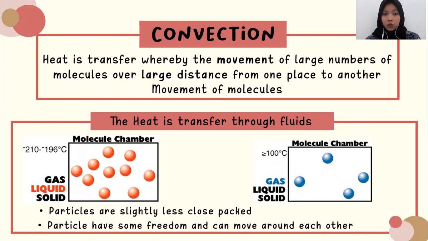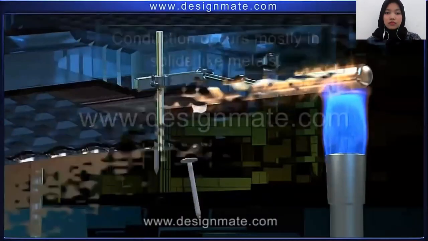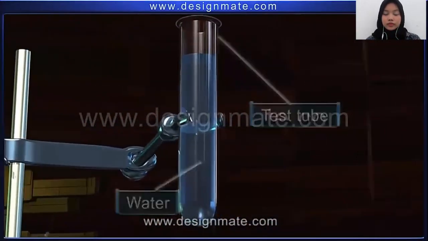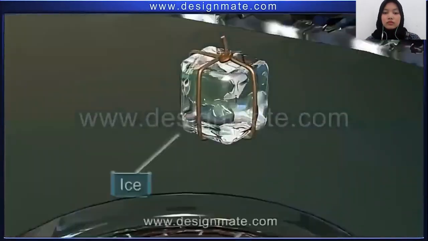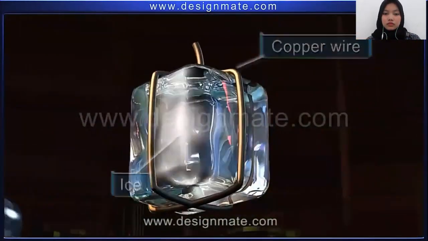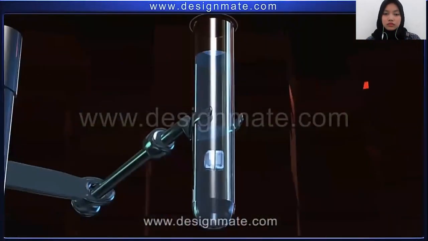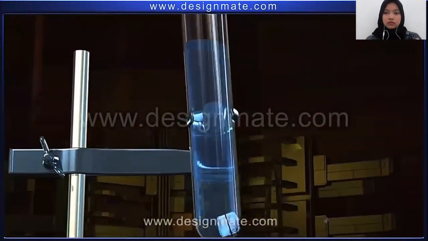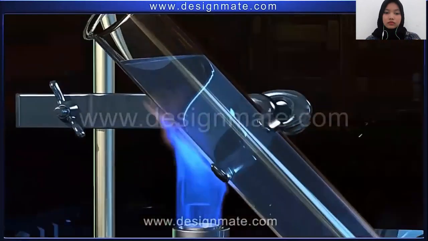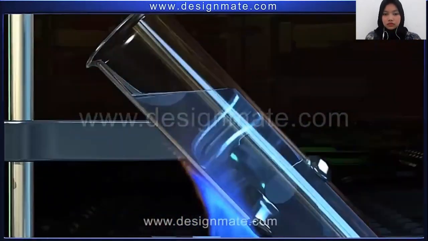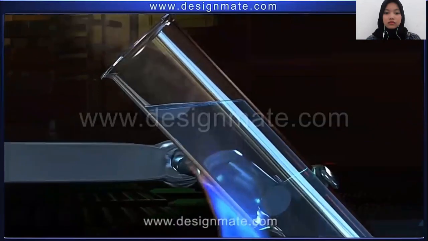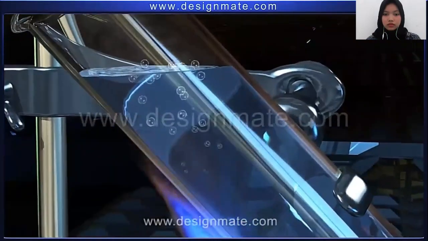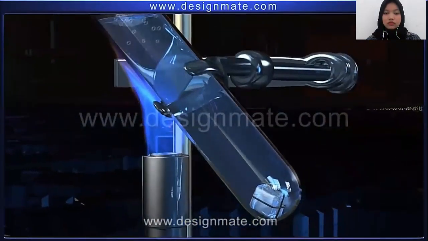Let's watch the video. Let us perform another simple activity. Take a test tube filled with water. Take a piece of ice and wrap a copper wire around it. On dropping this ice piece into the test tube, it settles to the bottom of the test tube. Now hold the test tube in a tilted position over a burner. The water at the top of the test tube starts getting heated. As we continue heating the test tube, the water at the top starts boiling. But still the ice at the bottom of the test tube does not melt.